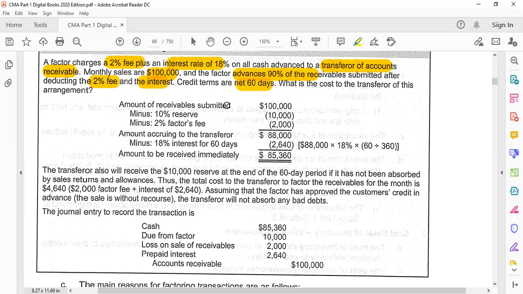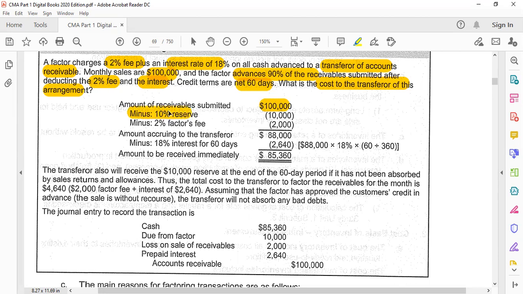So here, guys, we have to calculate the cost to the transferor of this arrangement. You have to calculate the cost, it's really important. So how can we calculate the cost? We will do this working, and you have to understand the double entry also, because this is a little bit long entry. As I told you, the entry depends upon the arrangement. So here we have an amount: the amount of receivable submitted was $100,000, and minus 10% reserve.